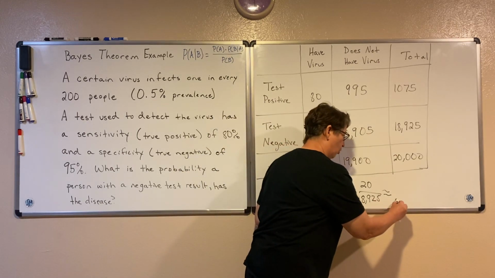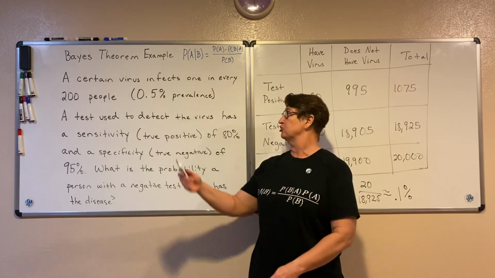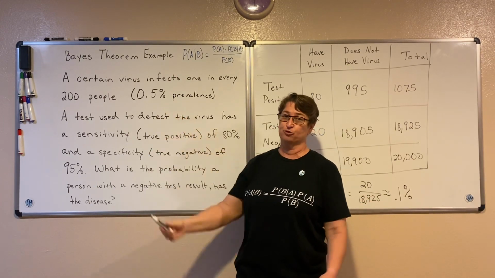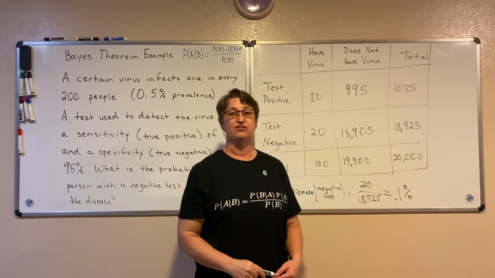It's about 0.1%. So you see our probability changed. Before we started, it was 0.5%. Now that we have a negative test, we know that the probability we have the disease is 0.1%.